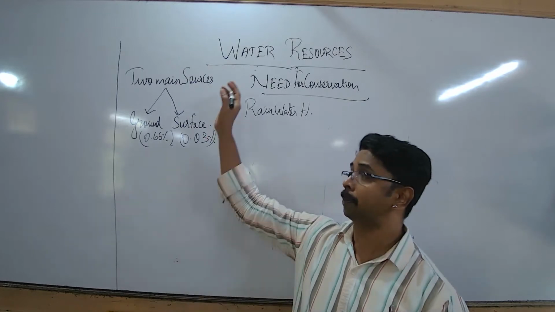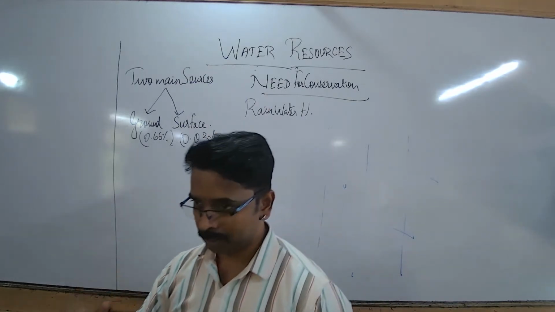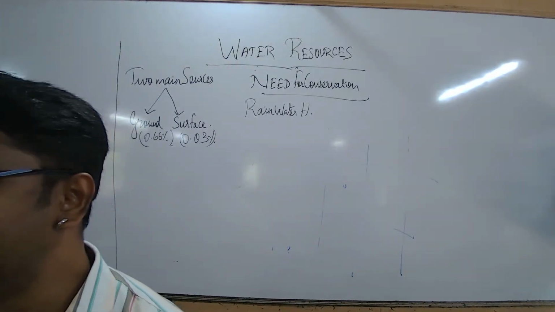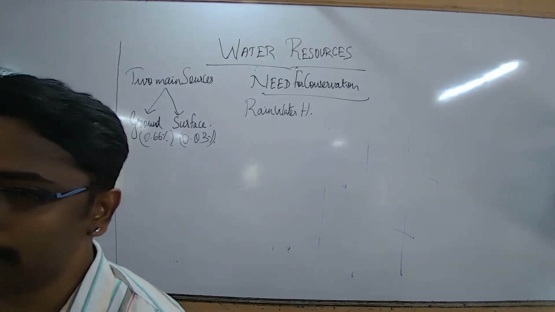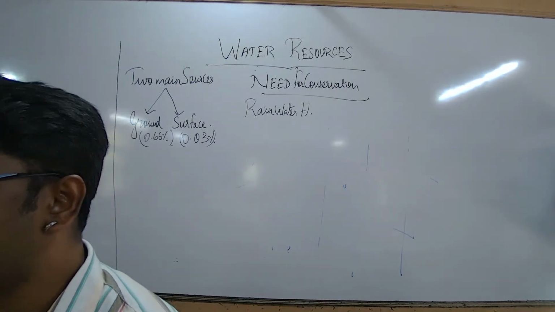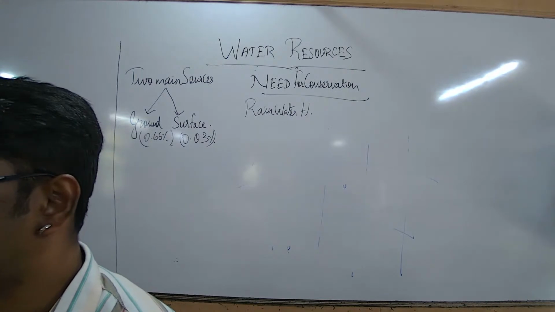So normally this chapter will tell you only one thing. One, the water resources that you have already written. Second, need for conservation. Now, how do you guys tell me conservation is this? What is conservation according to you?